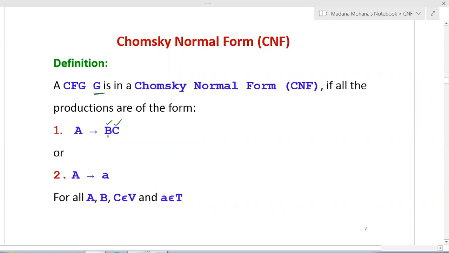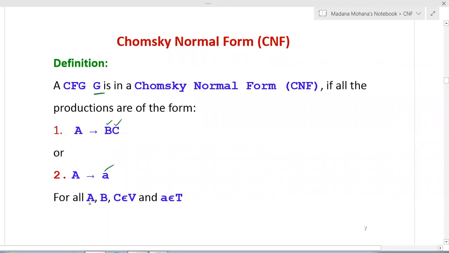That means the right hand side has only two variables in length. So the length of the right hand side of the production is restricted to two variables. The second form is variable A derives a terminal a. That means the right hand side contains a single terminal. So if all productions are any one of the two forms, then you can say the grammar is in Chomsky normal form.